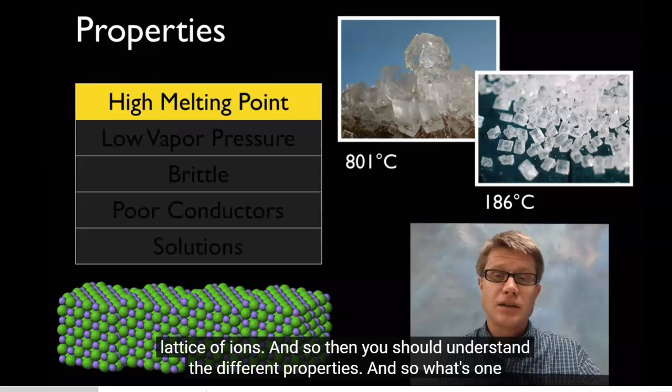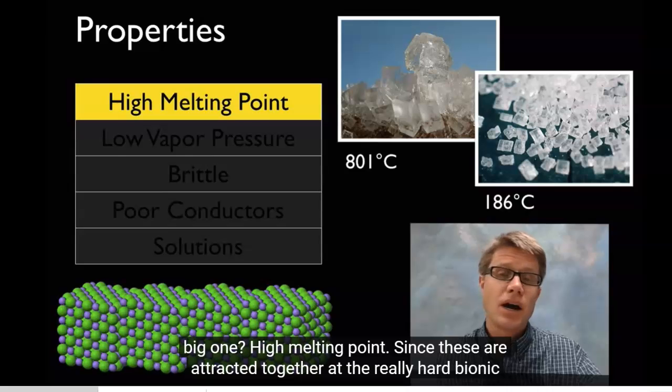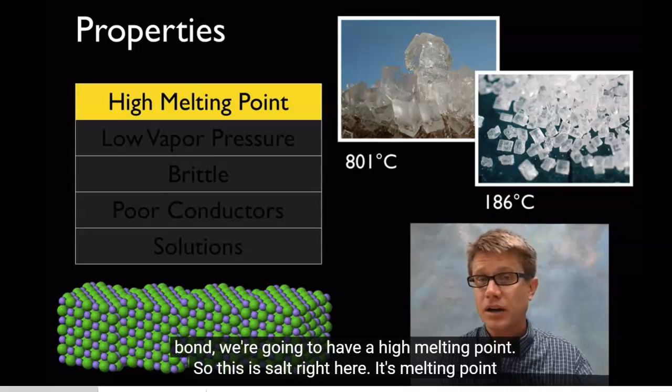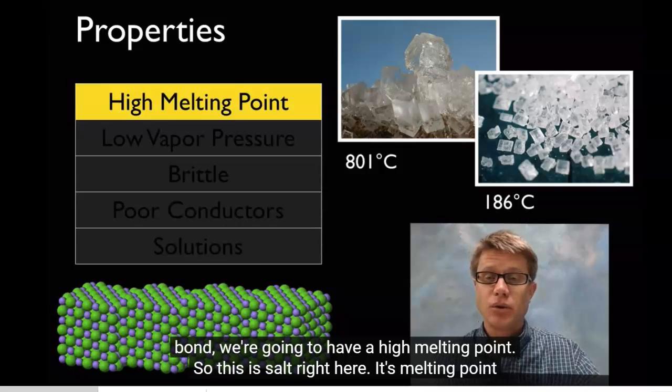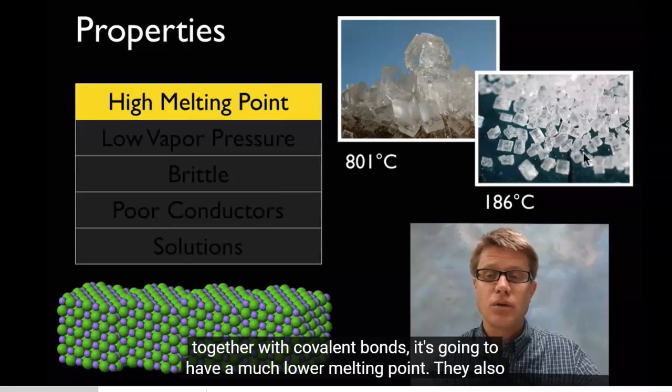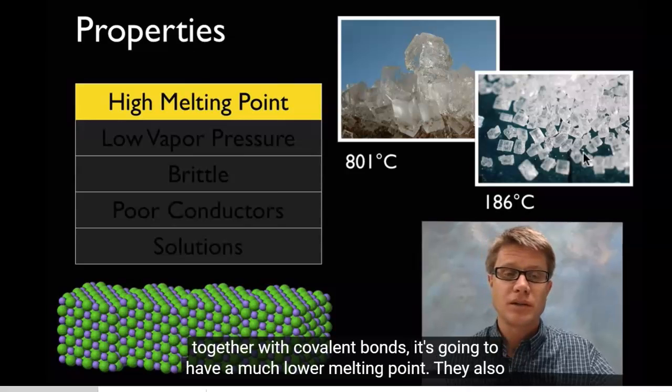It's simply this nice lattice of ions. And so then you should understand the different properties. And so what's one big one? High melting point. Since these are attracted together with a really hard ionic bond, we're going to have high melting point. So this is salt right here. Its melting point is 801 degrees Celsius. If we look at sugar, which looks the same, but it's actually held together with covalent bonds, it's going to have a much lower melting point.